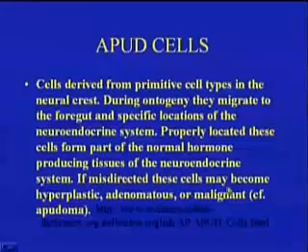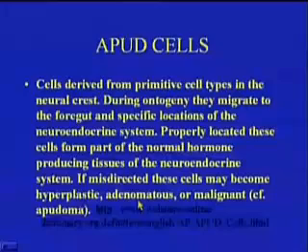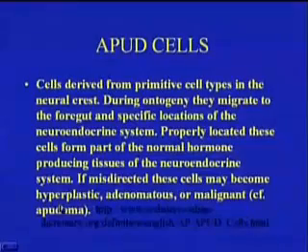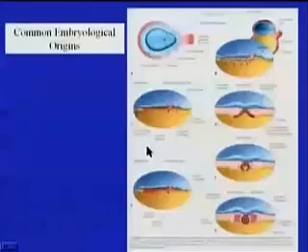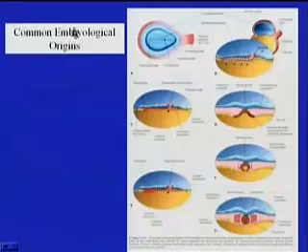If misdirected, these cells may become hyperplastic, adenomatous, or malignant. So you can cross-reference that with apudoma. This is the source of this. It's Webster's online dictionary. So pretty common type of information. So these common embryological origins are illustrated on this slide.